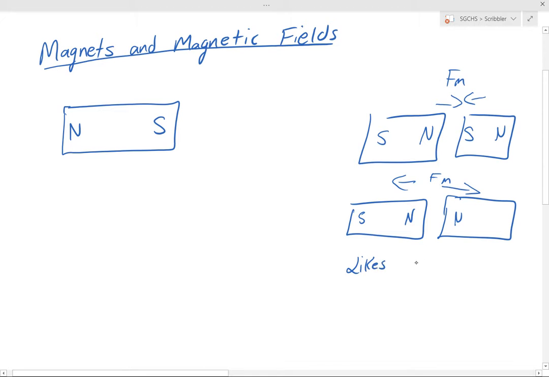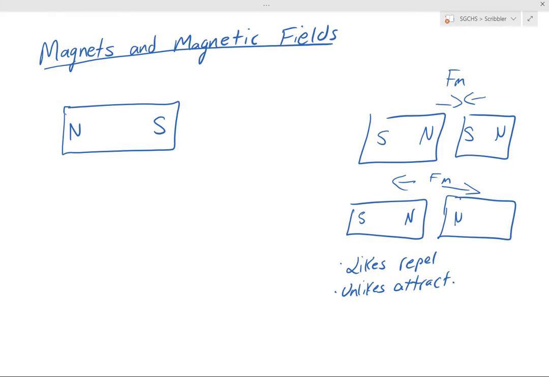Likes repel, unlikes attract. Okay. Now, that's because their magnetic fields are interacting with each other. Okay. Now, how do we draw a magnetic field?